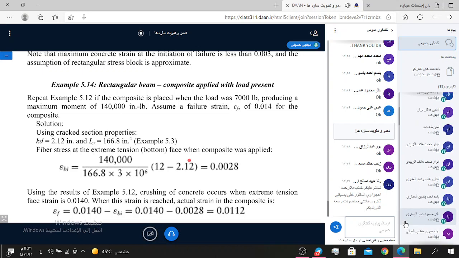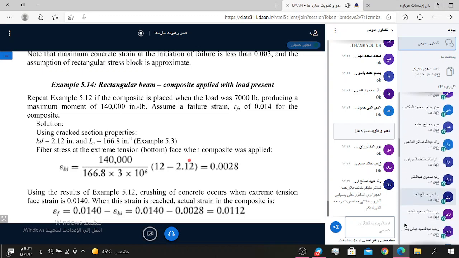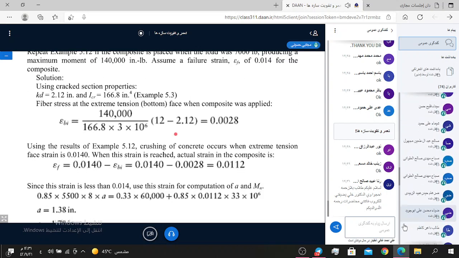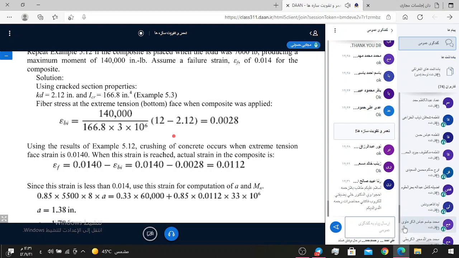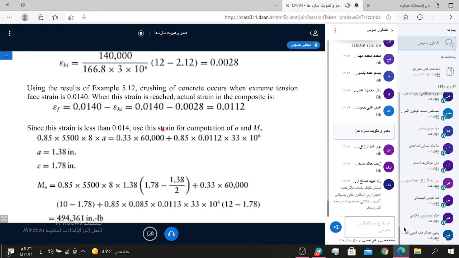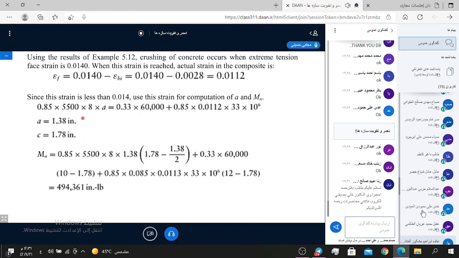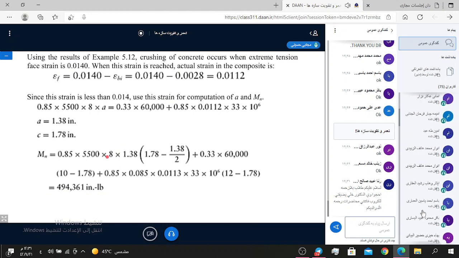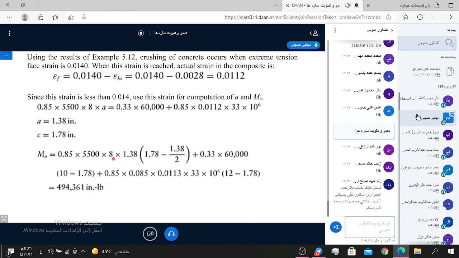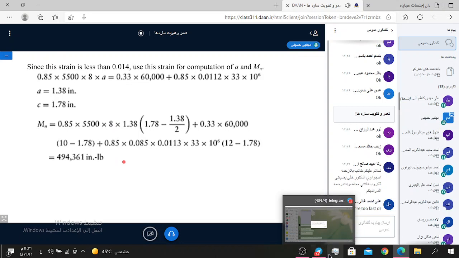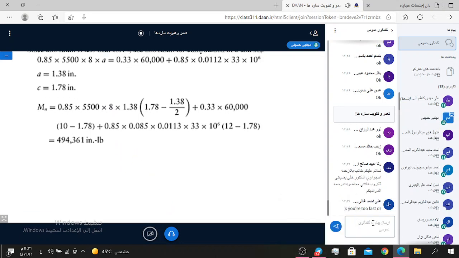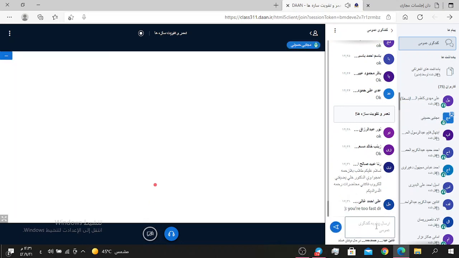First, by the equilibrium equation you can obtain C and the cracked moment of inertia, and you can obtain composite strain at the bottom of the beam. But after that, using the equation for computing the nominal moment, you can obtain the bending moment.